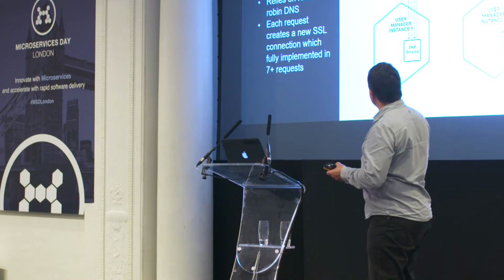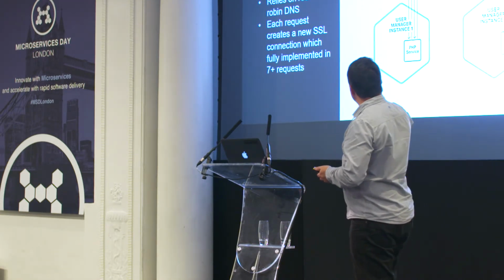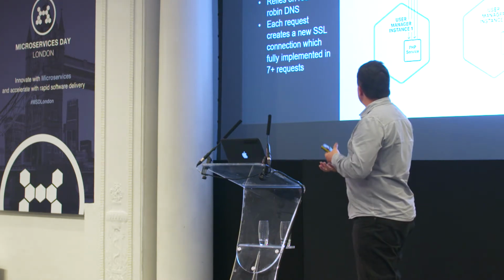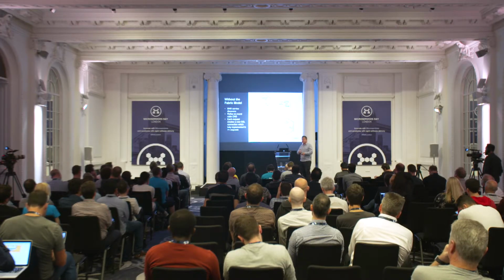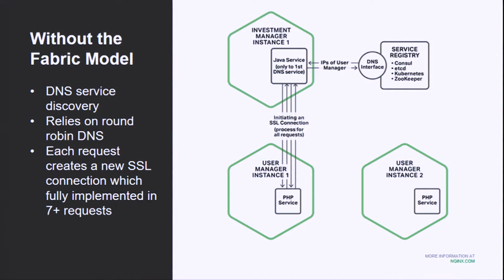How does it work? Well, if we look at the architecture without the fabric model, if one service, so our investment manager instance, wishes to locate and talk to another service, then that involves doing a DNS request to identify where that other service is, creating an SSL connection with the 7 steps back and forth in order to make the connection, writing the request, tearing it down. No state is stored between requests, of course, so it relies on techniques like round-robin DNS if you want to scale your microservice out.